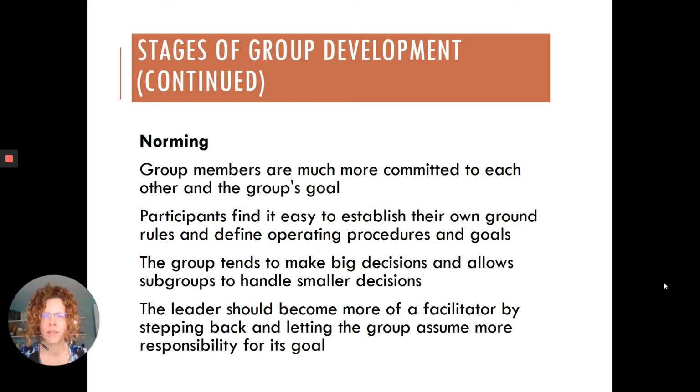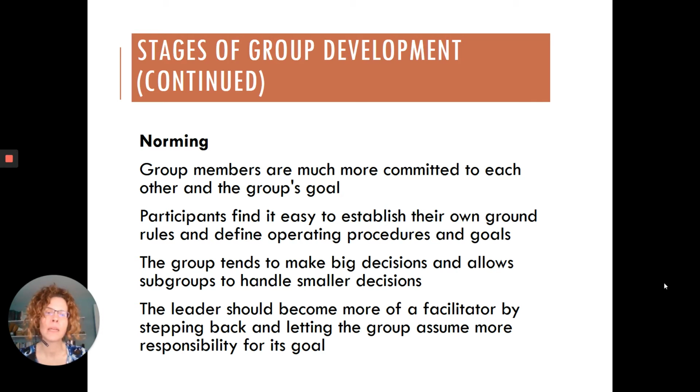The next stage or phase is norming. Let's say we've got a group that's gotten through the storming phase effectively. Well, when they get into the norming stage, now people are more committed to each other and the group's goal. They find it pretty easy to establish their ground rules. For example, when we get together for a meeting, who does what? Does one person take minutes? Who keeps track of the time?